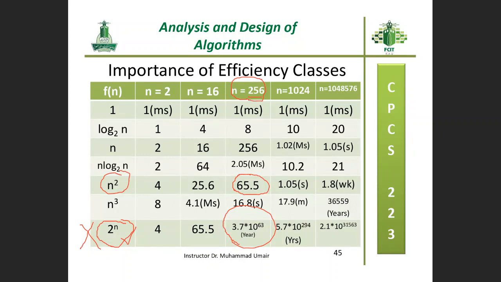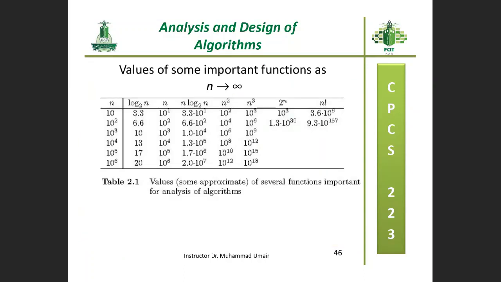Is it clear? So that's how, by looking at the complexity class of an algorithm, one can easily decide which algorithm is suitable for their problem. This is the significance of these complexity classes. Any doubt, any question? Similarly, there is another table which again shows the same thing: with different complexity classes, what will be the effect on the calculated values for different input sizes. Is it clear?